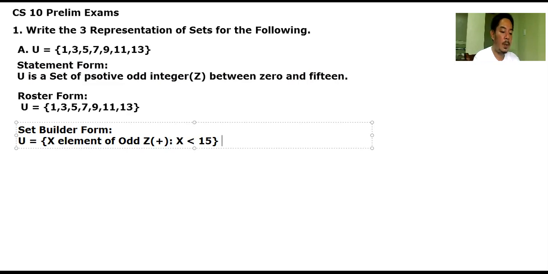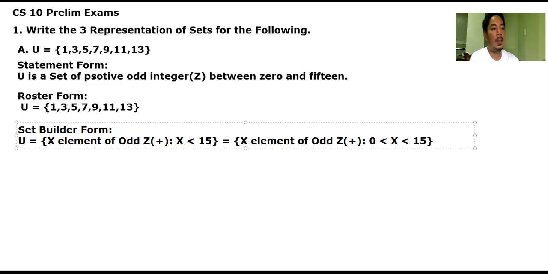Or also equal to x element of positive odd integers such that 0 is less than x and less than 15. Yun po, pwede rin po ganyan. Ibig sabihin, between 0 and 15 yun. So 0, ang 1 po ay greater than 0. Basta sinabing positive odd integer. So yun po ang sagot.